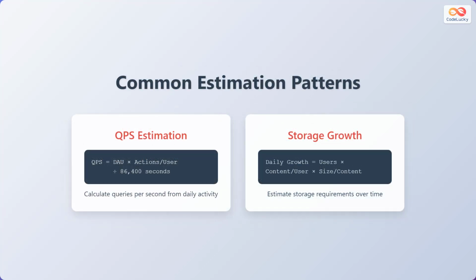Here are a few common estimation patterns that you can apply to various system design problems. The first one is QPS, or queries per second estimation. It can be calculated as the product of daily active users and actions per user, divided by 86,400 seconds. The second pattern is about storage growth. Daily growth can be estimated by multiplying the number of users by the content per user, and then by the size of each content.